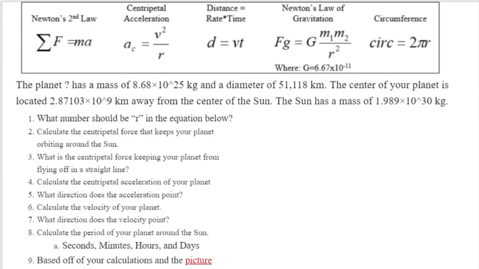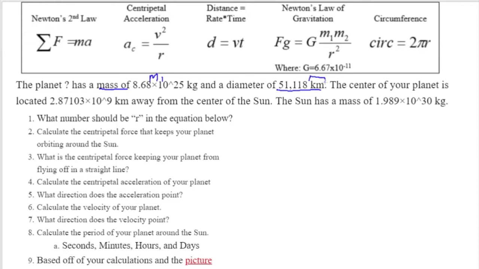Alright guys, we're going to go ahead and get started with these Webwork UCM Orbit problems. Our first problem says the planet blank has a mass of 8.68 times 10 to the 25th kilograms. So I'm just going to go ahead and write M1 here because I know that this is going to be my first mass. And a diameter of 51,118 kilometers.